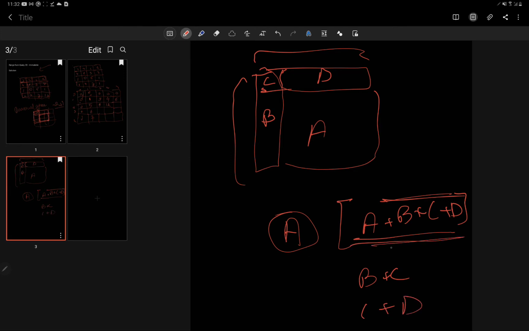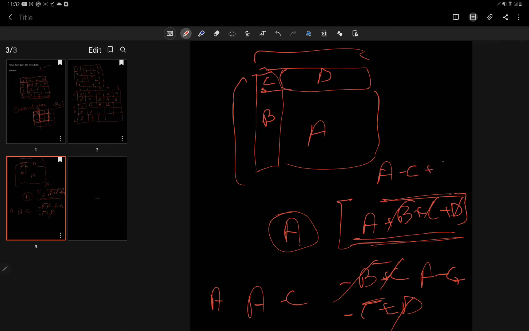So if from the total sum we subtract these, can we get A? No. Why? Because it would be A minus B minus C minus C minus D. So minus B minus B, and minus C minus C, and minus D. So it would be A minus C. But if we add C again to this, the A minus C we left plus C, then we get the final sum A, that is the required amount.